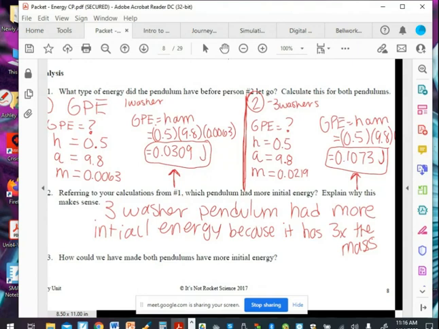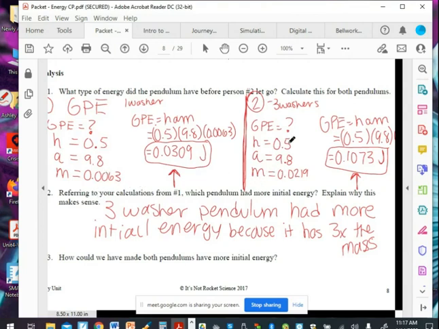My plan is to work up to number 6, maybe. You don't have to do any more calculations, so they're just answers now. Number 3 says, how could we have made both pendulums have more initial energy? Well, I can't mess with the acceleration because that's just due to gravity. I already changed my mass, so that's something I already did.